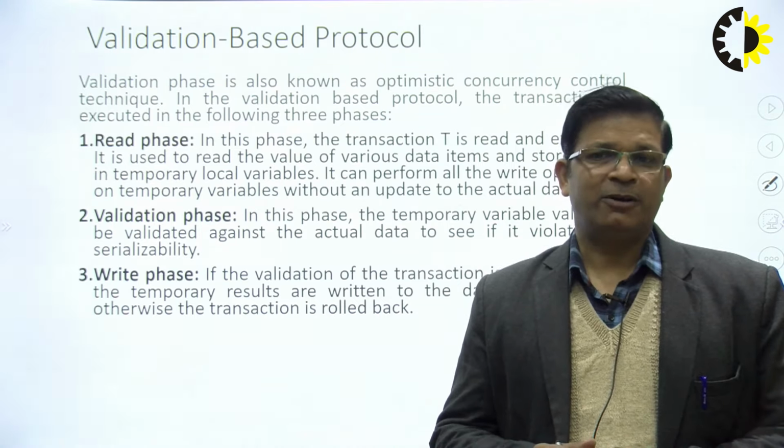In the read phase, the transaction T reads and executes; we have issued a read operation. It is used to read the values of the various data items and store them in a temporary local variable, so that once the data item has been read, even if it is changed by another transaction, its previous value is already stored in the local variable. So it can perform all the write operations on the temporary variable without any update to the actual database. We do not modify the actual database, we just read the value of the particular variable which we want to modify.